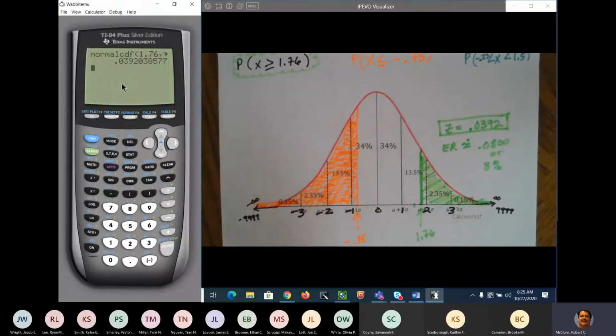So take a minute and figure out what that one is in the orange.